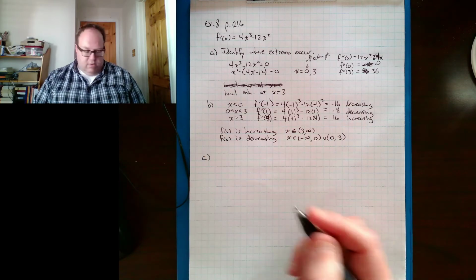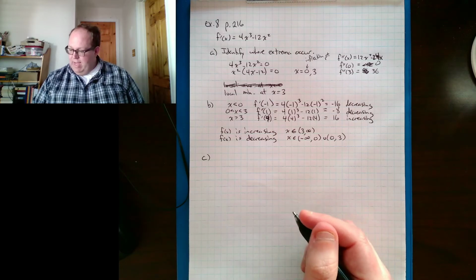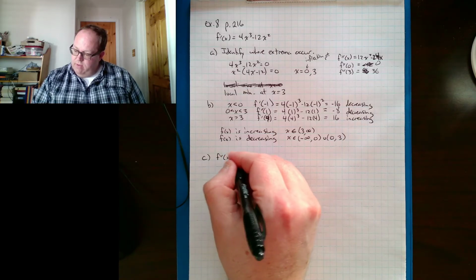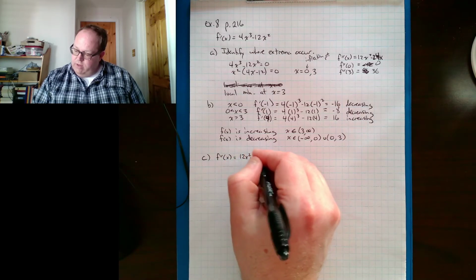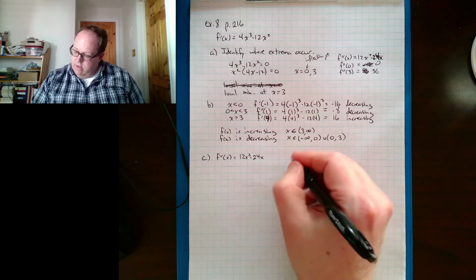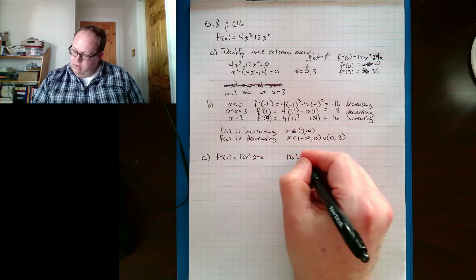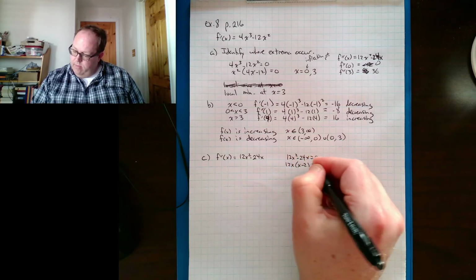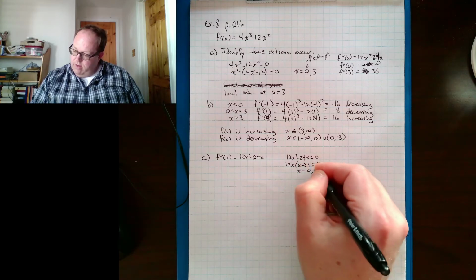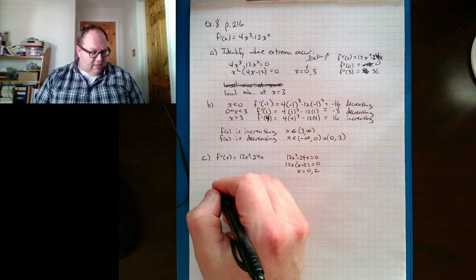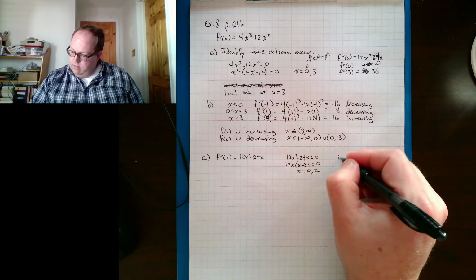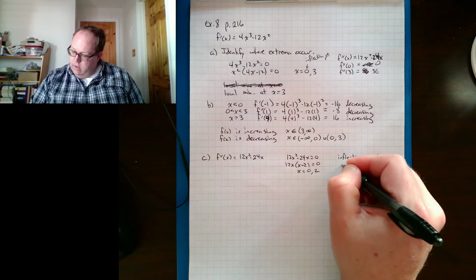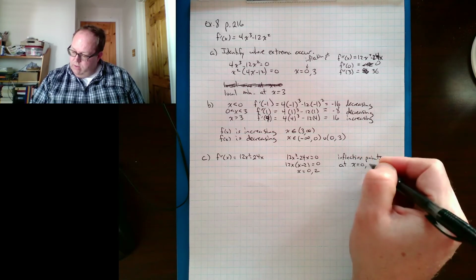Part C, we're asked to find where it's concave up and where it's concave down. Kind of have an idea of that already. I know my second derivative is 12x squared minus 24x. This equals 0. I factor 12x out of everything. 0 and 2. So I have inflection points at x equals 0 and 2.